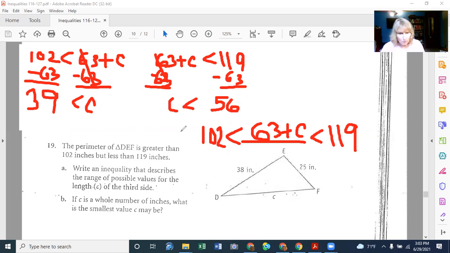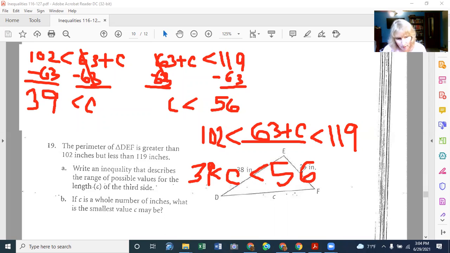Okay, and then if I were to write my inequality, I would write C in the middle. The lower parameter is 39, so C must be greater than 39, and C must be less than 56. Sorry for the messy writing there. My mouse seems to be sticking. If C is a whole number of inches, what is the smallest value C may be? Well, it has to be greater than 39, so the smallest value that C would be is 40. So that's how you're going to tackle those problems.